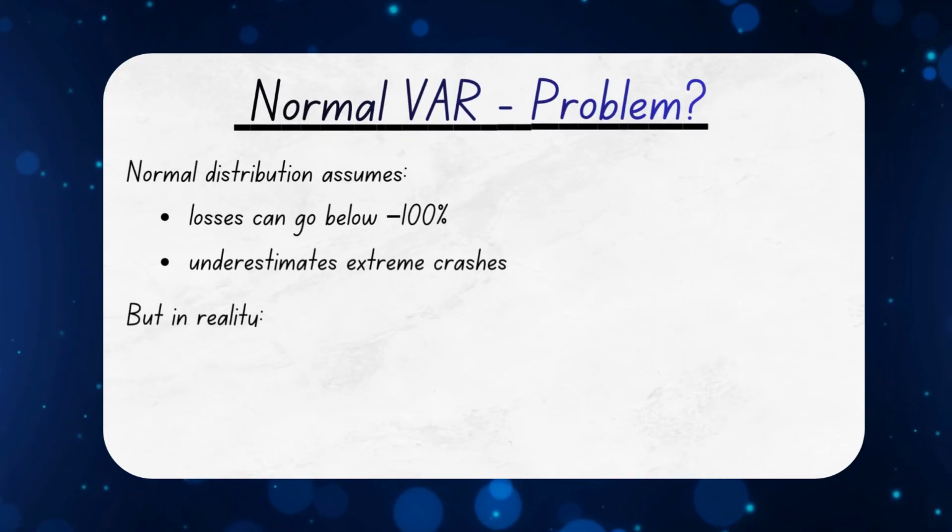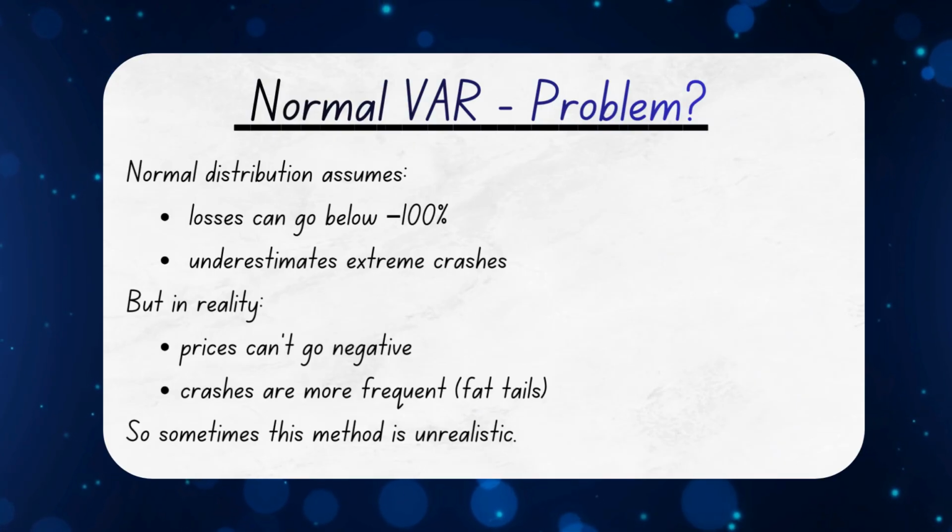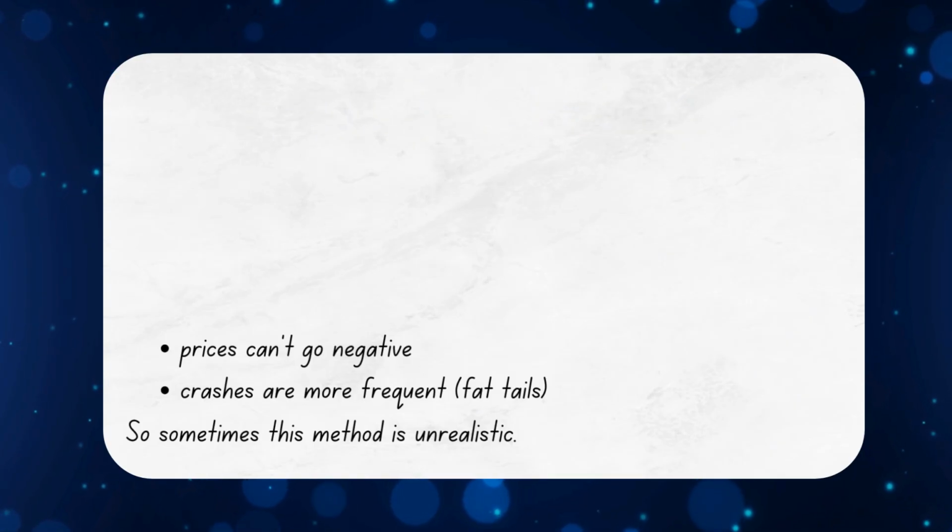The normal distribution assumes prices can move symmetrically and even go negative, which doesn't really make sense in real life. A stock price can't fall below zero, and markets crash more often than the bell curve predicts. So this model sometimes underestimates extreme losses. That's where lognormal VaR comes in.